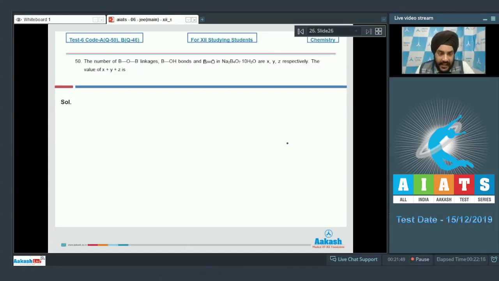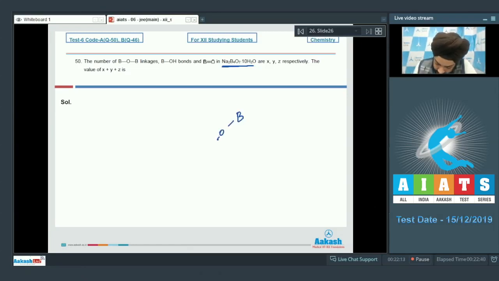Question number 50. The number of B-O-B linkages, B-OH bonds and B double bond O in Na2B4O7.10H2O are X, Y and Z respectively. The value of X plus Y plus Z is. Okay, so students, in this given compound, the examiner seems to be interested in the cyclic structure of borax.